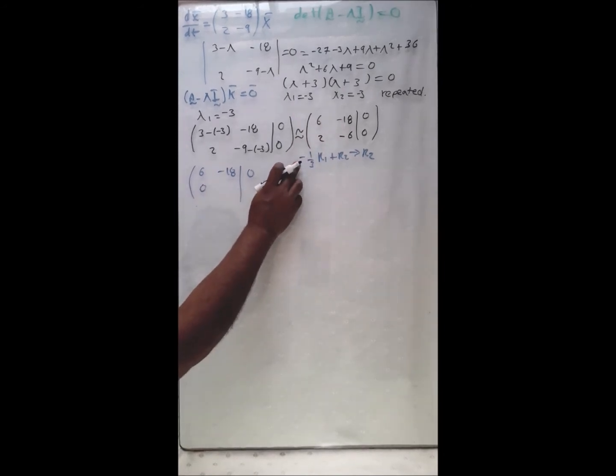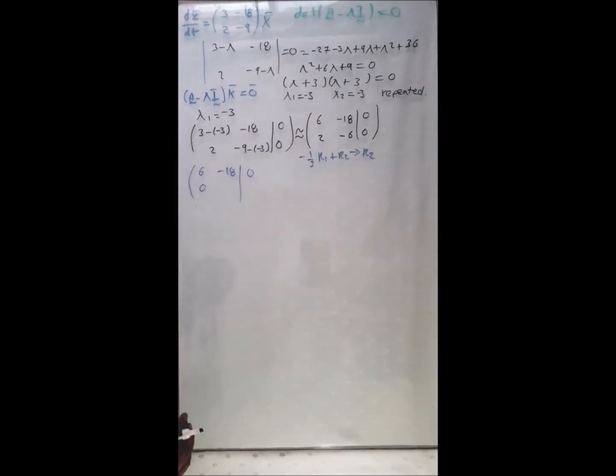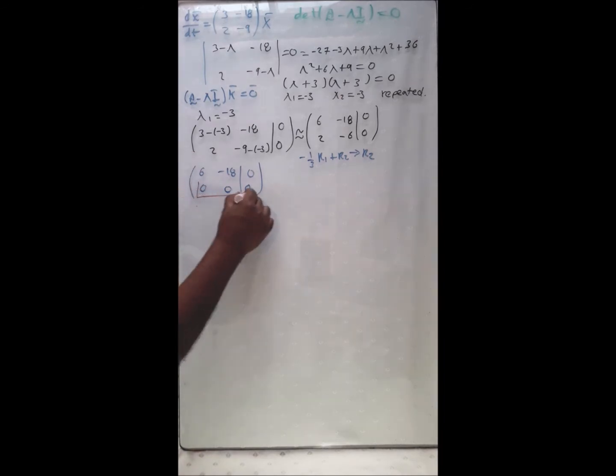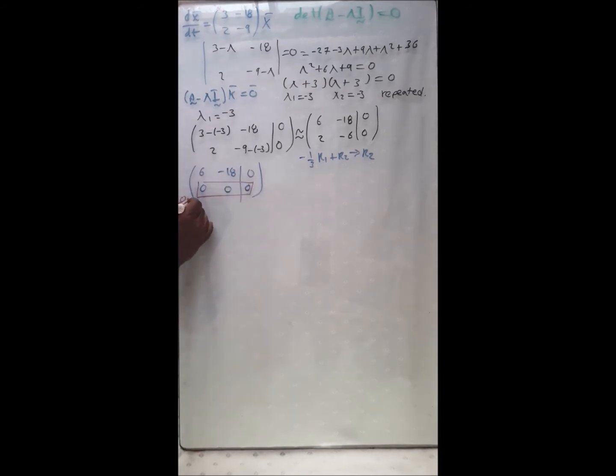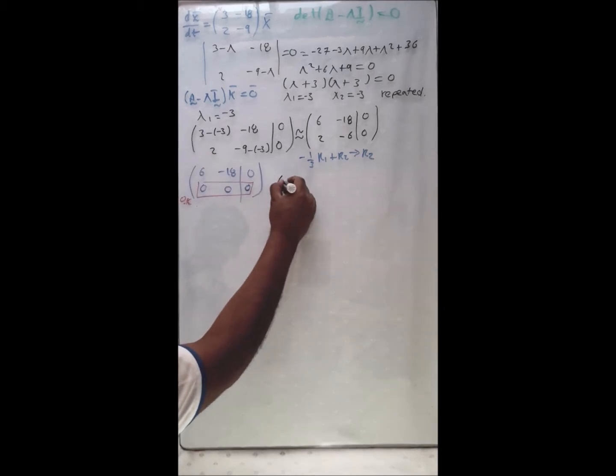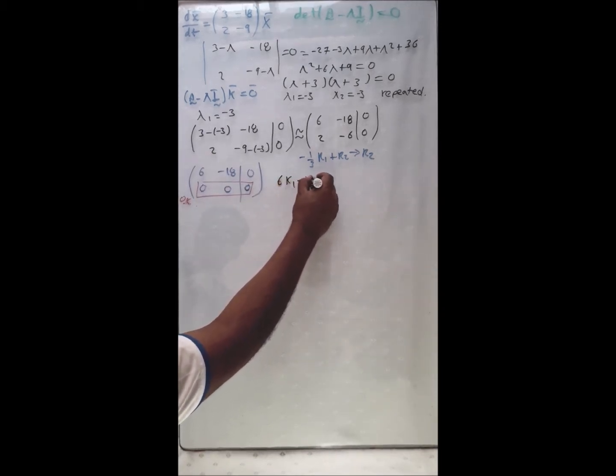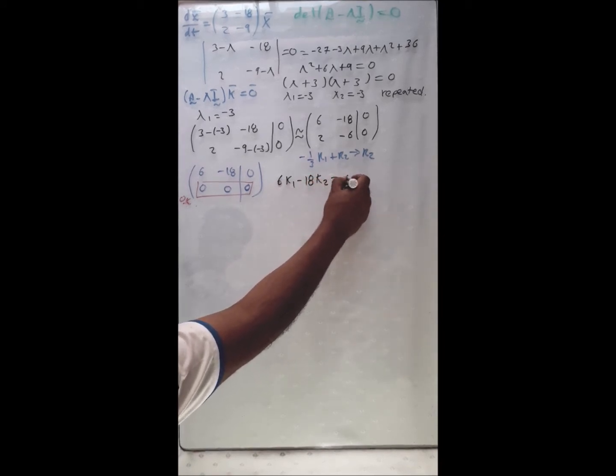Now what about this one? Minus and minus positive, 18 over 3, 6 minus 6, 0 and 0. And remember that this should happen. If this doesn't happen, then you did something wrong. So this means that you are okay. So what is left, engineers? What is left is the first row, 6k1 minus 18k2 equal to 0.